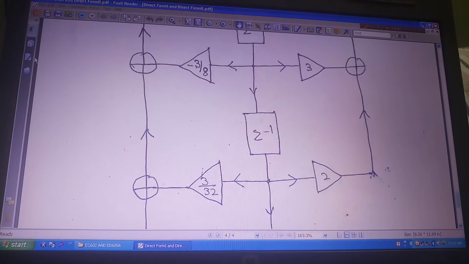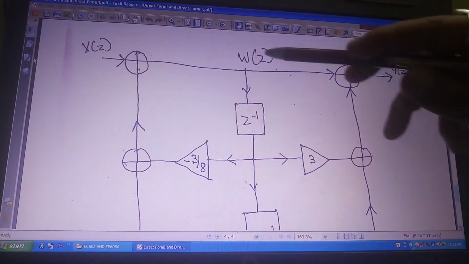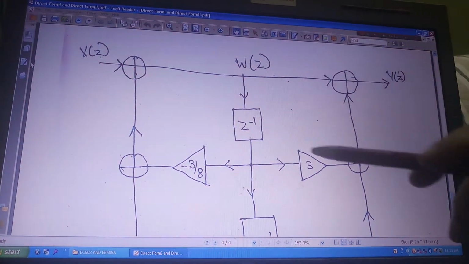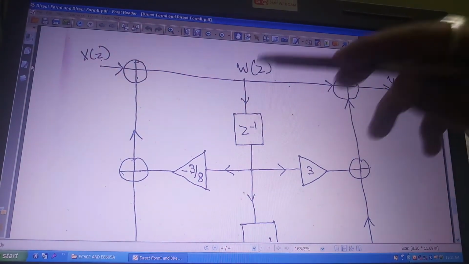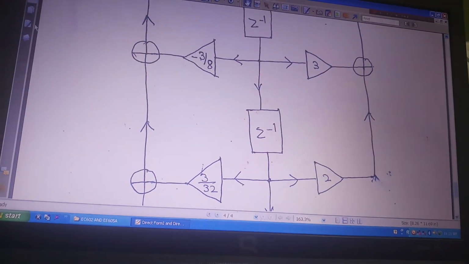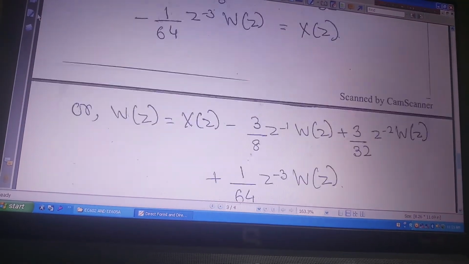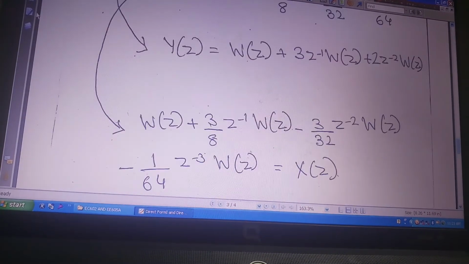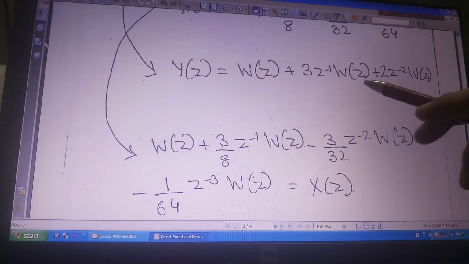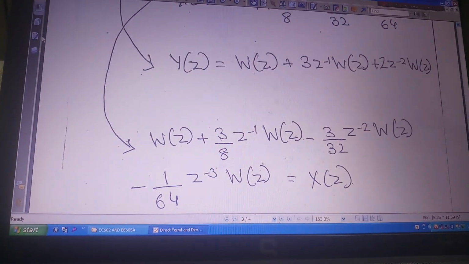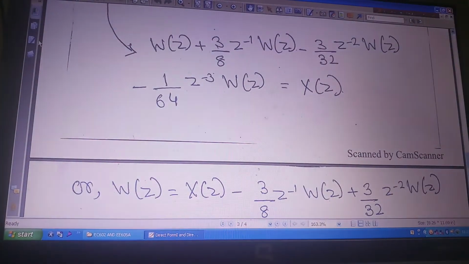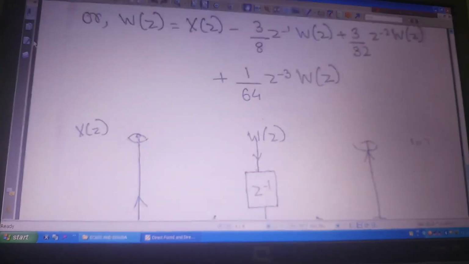By this formula, see what I get at this point. If I consider this part, Y(z) is equal to W(z) plus 3z inverse W(z) plus 2z to the power minus 2 W(z). You see, Y(z) is equal to W(z) plus 3z inverse W(z) plus 2z to the power minus 2 W(z). So the condition is satisfied. Similarly, I will satisfy this part as well. You see how I do it.